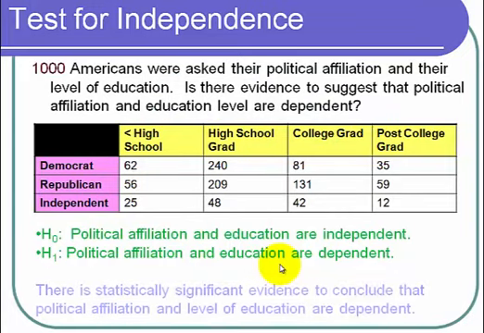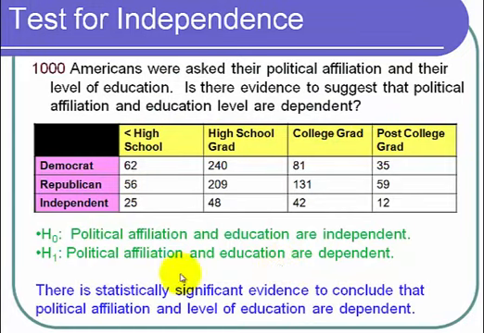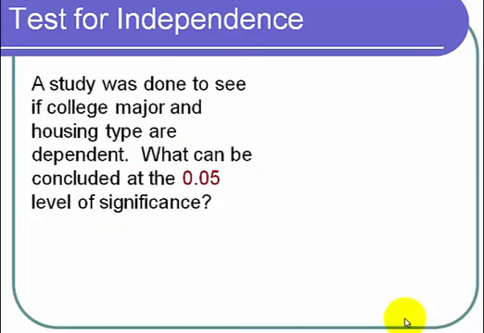Which means I rejected the null hypothesis, and I can say there is statistically significant evidence, very strong evidence, to conclude that political affiliation and level of education are dependent. So let me show you one more example, one that uses a computer, just so you can see what computer readouts might look like.